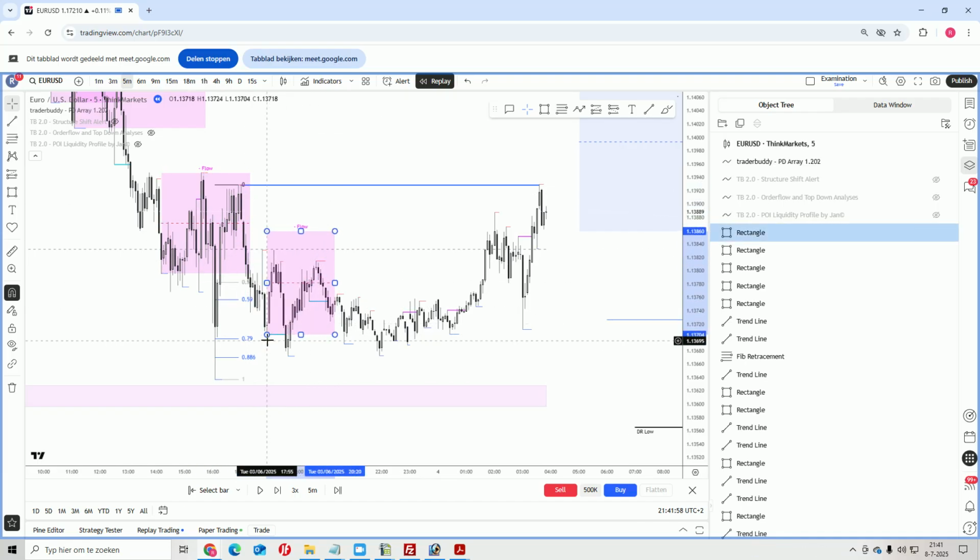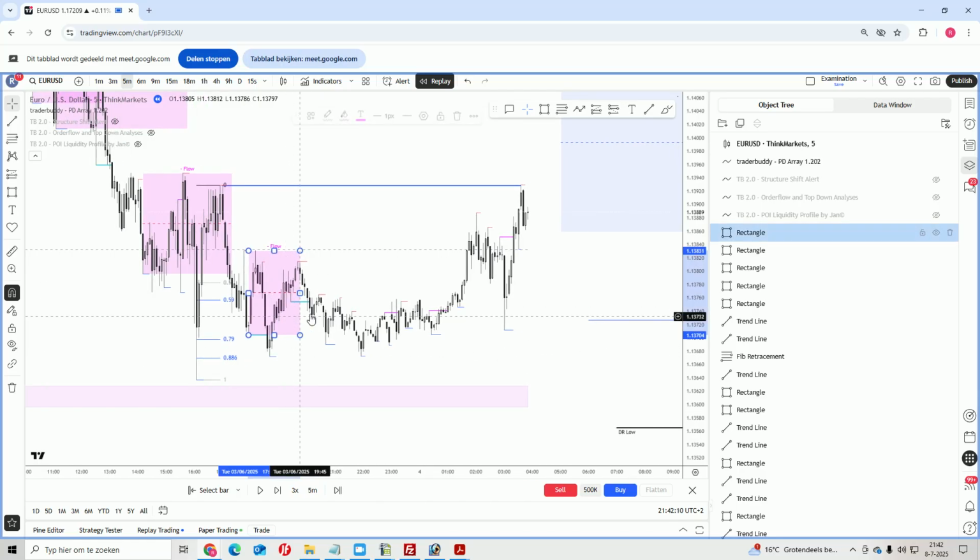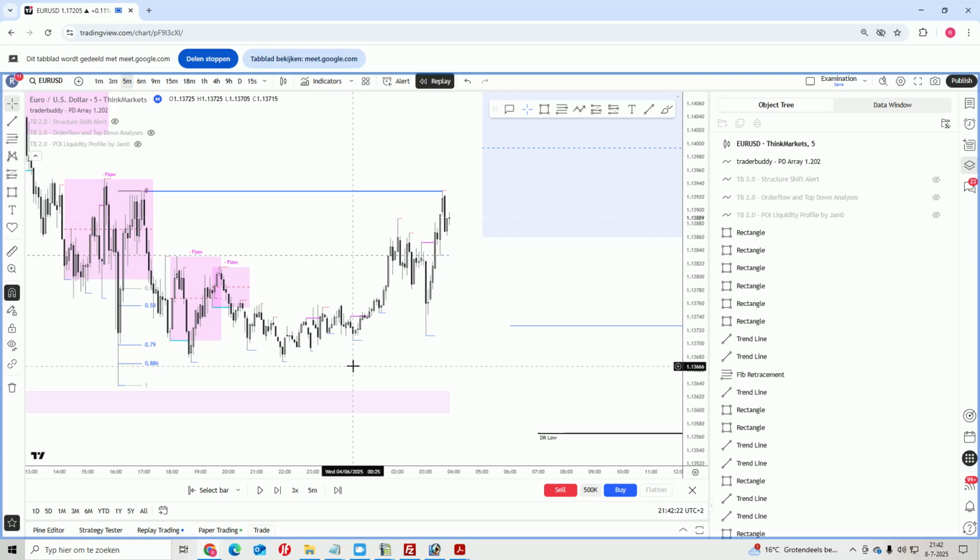So here, this is order flow, and here we trade below, we trade into the order flow. Do we break below this one? No. We have new order flow, which is this one. We go below, we trade into the order flow, and we go lower.